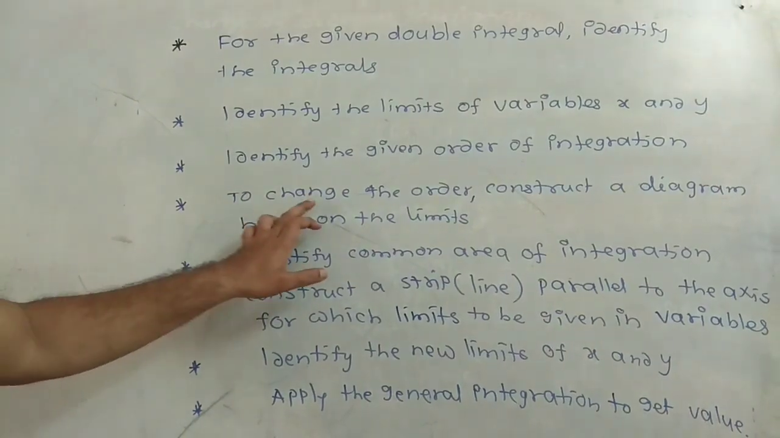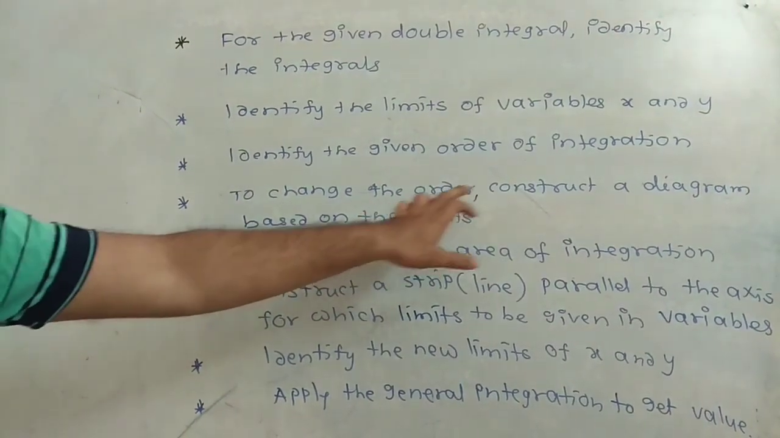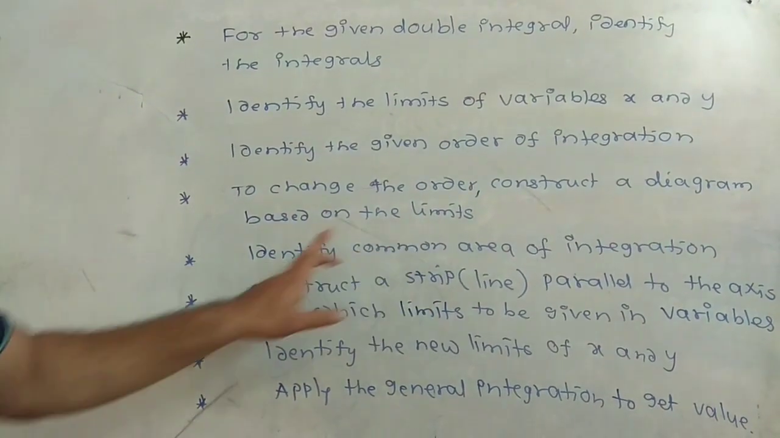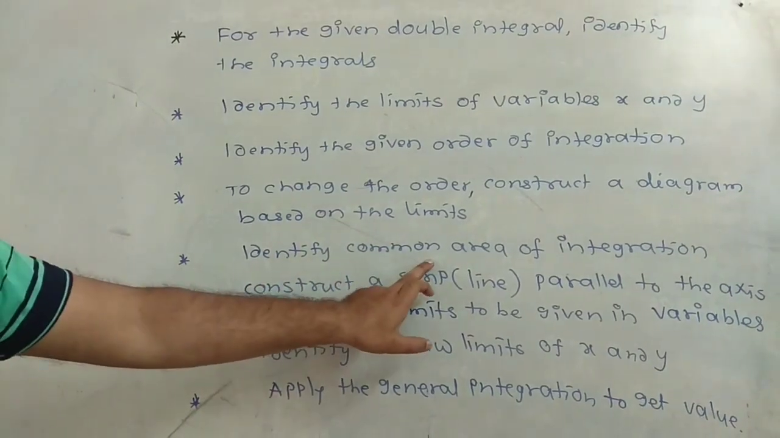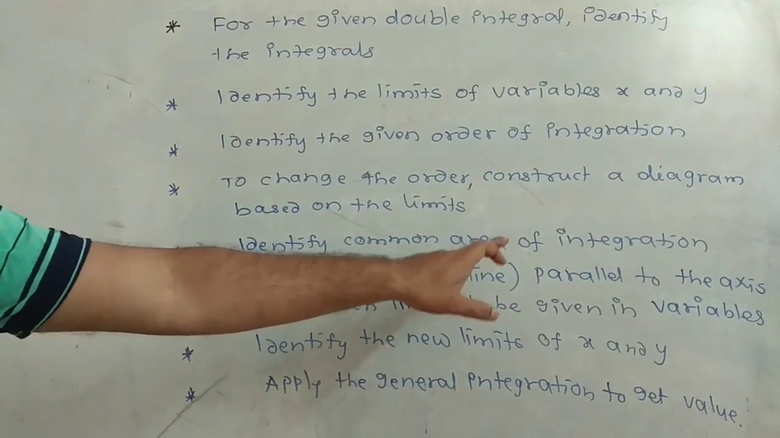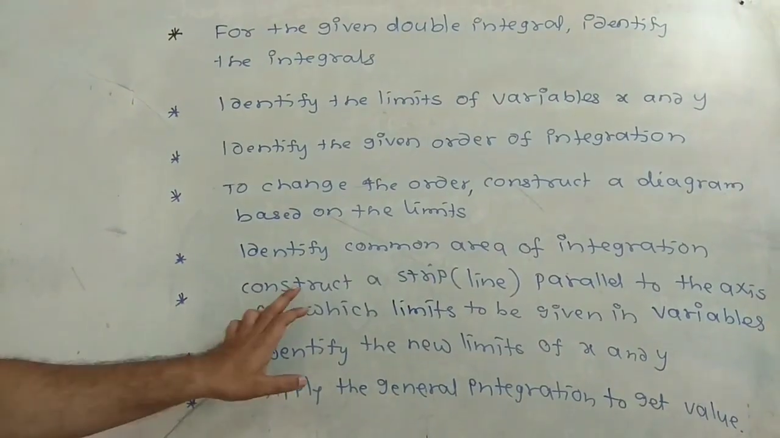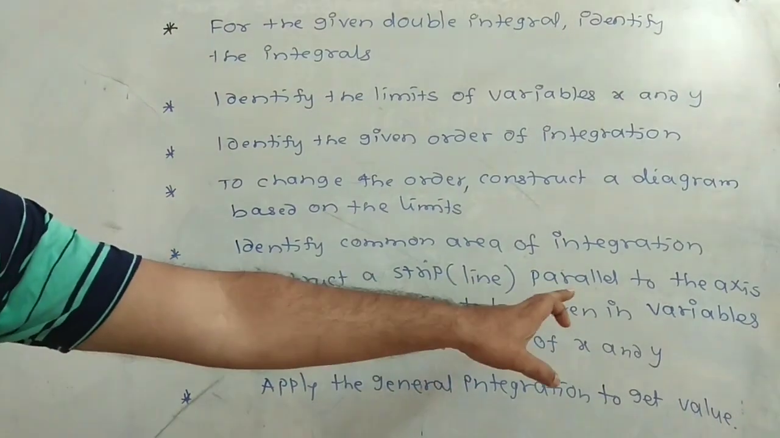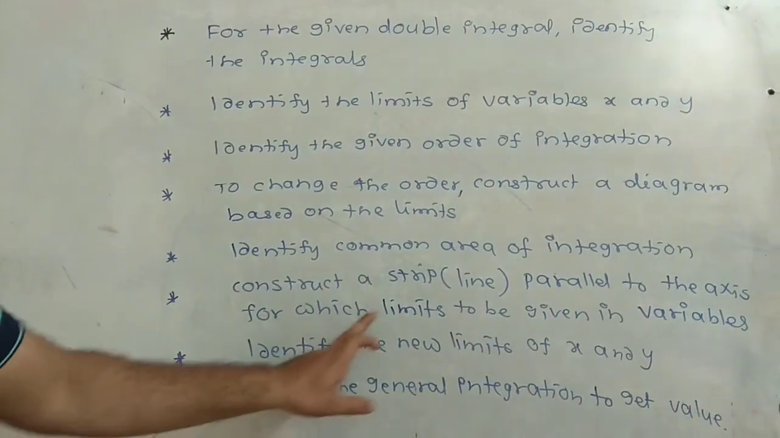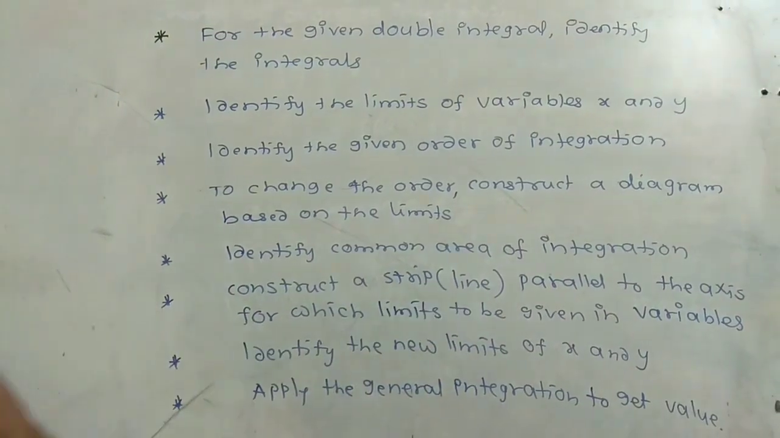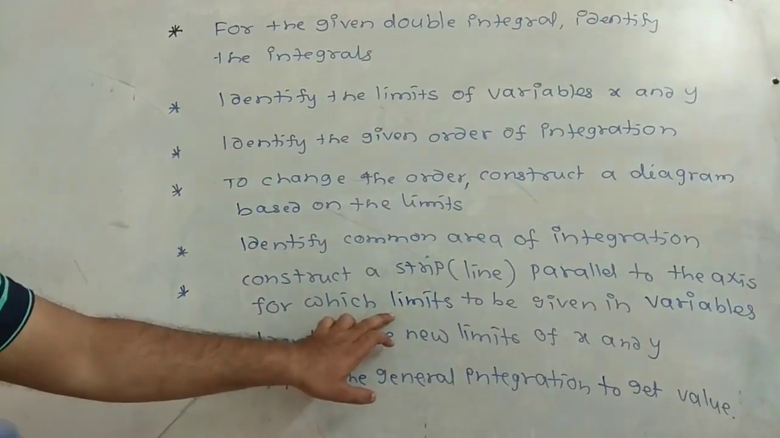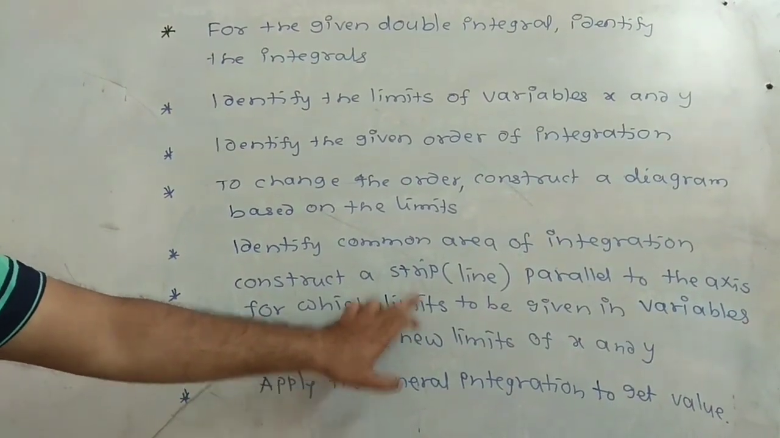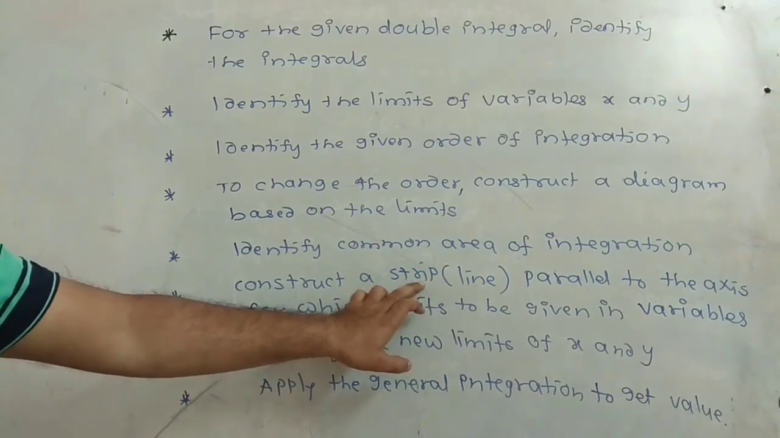In the next step, to change the order of the integration, you construct a diagram based on the given limits and identify the common area of integration from the constructed diagram. And you construct a strip. It is also said to be a line parallel to the axis for which limits are to be given in the variables. So the limits for whichever variable we want to write can be identified by constructing this particular strip.